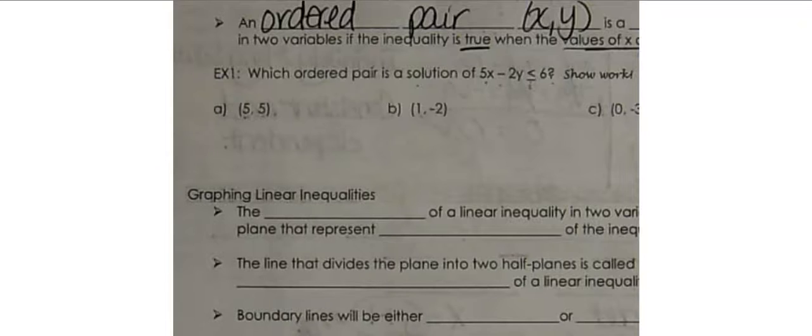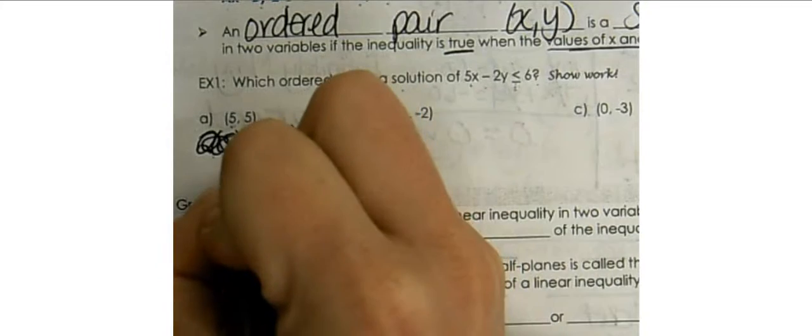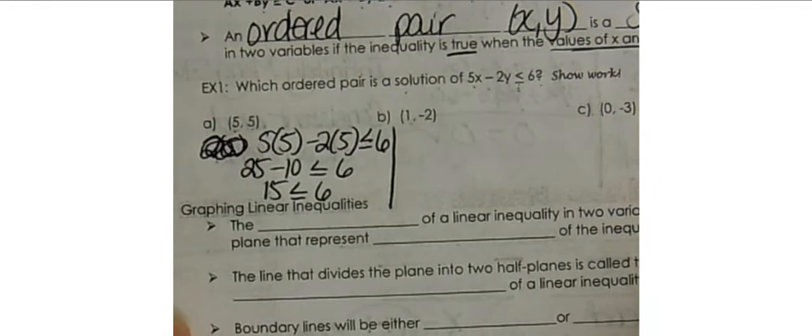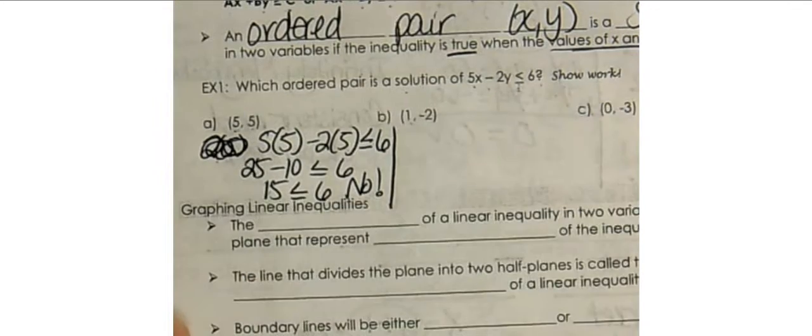So I'm going to substitute 5 into this inequality by letting x equal 5 and letting y equal 5. So I'm going to write 2 times 5, I'm going to write 5 times 5 minus 2 times 5. Is that less than or equal to 6? Is 25 minus 10 less than or equal to 6? Is 15 less than or equal to 6? Why, no, it is not. So what that means is that 5 is not a solution. So I can say not a solution.